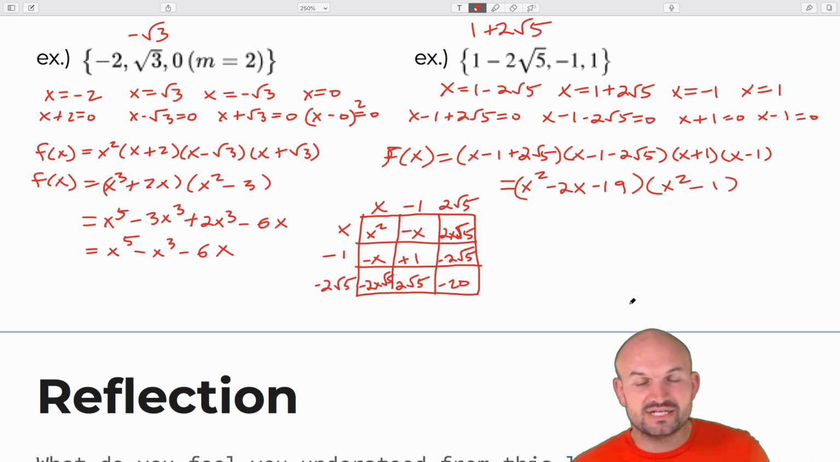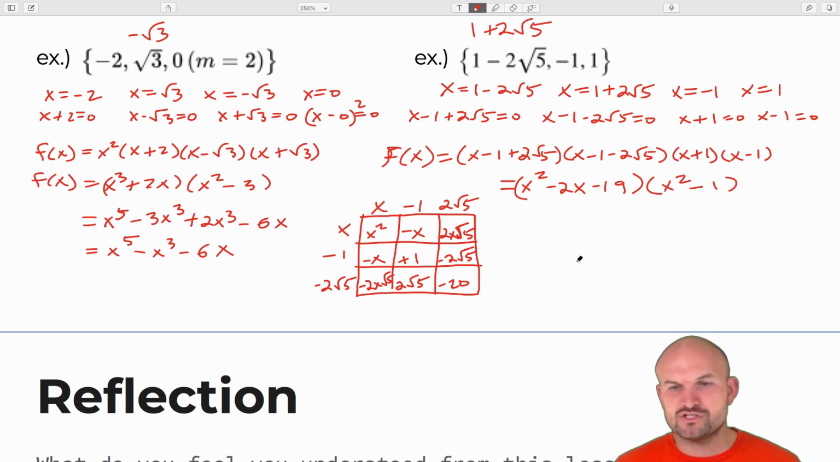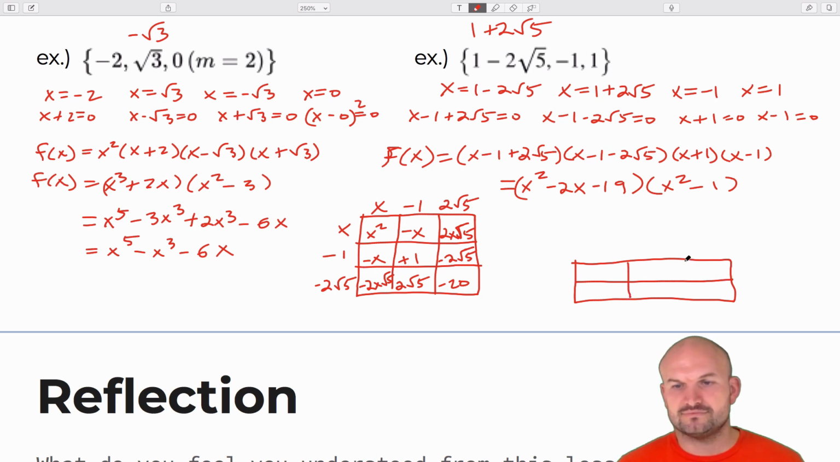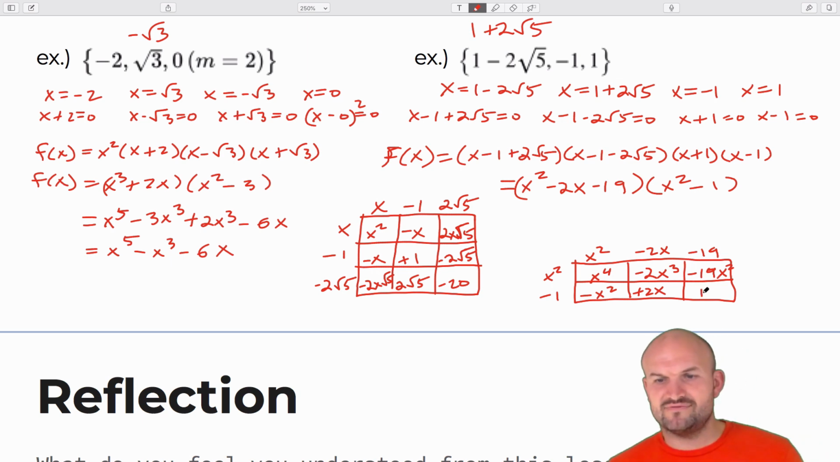Now again, I'm going to use the box method again for this. You could probably use the distributive property and you'd be okay, but I just kind of feel like doing the box method again. So in this case, this one's x squared minus 1. And then this one's going to be x squared minus 2x minus 19. Therefore, that gives us x to the 4th. This gives us negative 2x cubed. This will give us a negative 19x squared. Negative x squared. Let's see, that's a positive 2x. And then this one would be a positive 19.